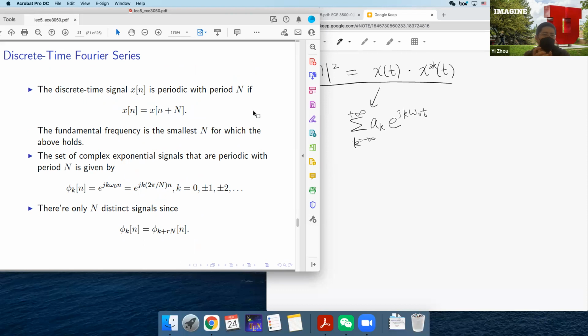And correspondingly, we can define the Fourier series for discrete time signals, for periodic discrete time signals. However, the Fourier series in the discrete case is a little bit different. So let's look at the discrete case. We consider a discrete time signal x[n], and similarly, we consider the periodic case. Let's assume that this signal has a period capital N, which means x[n] equals x[n + N].